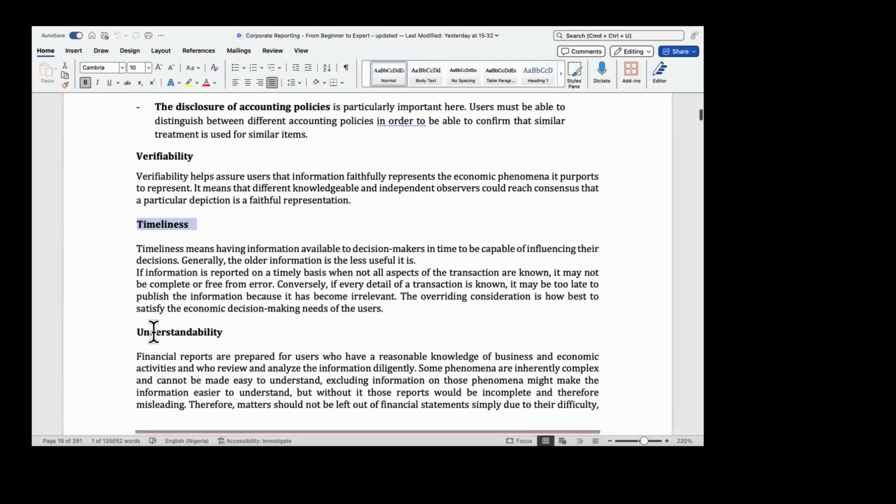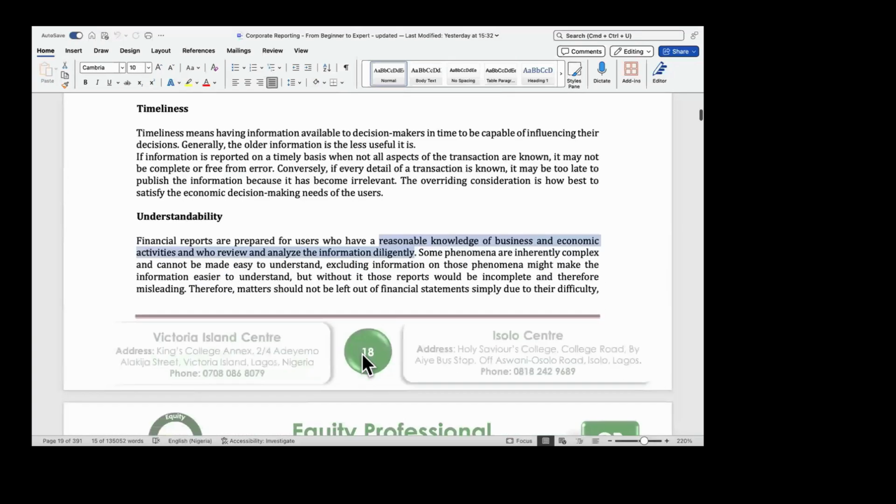And finally is understandability. The report must be simple and concise for users. And note, the users we are referring to here are people who have reasonable knowledge of business and economic activity, and who are willing to review and analyze the information diligently. So even if you are an investor and you don't have business and accounting knowledge, you are not a user. From this context of understandability, we are not referring to you. We are referring to somebody that has reasonable knowledge of business and economic activity.